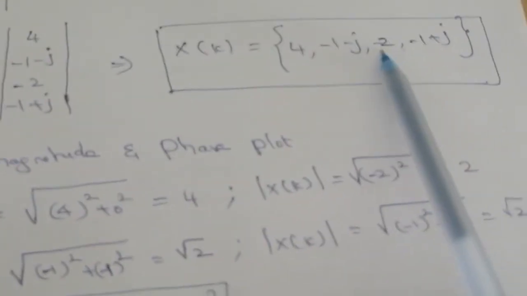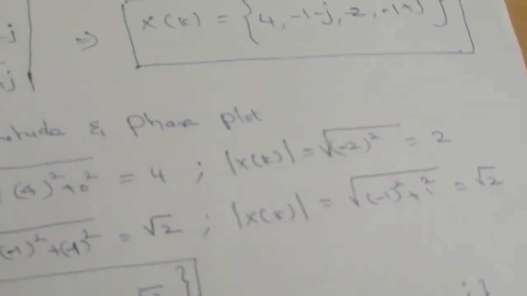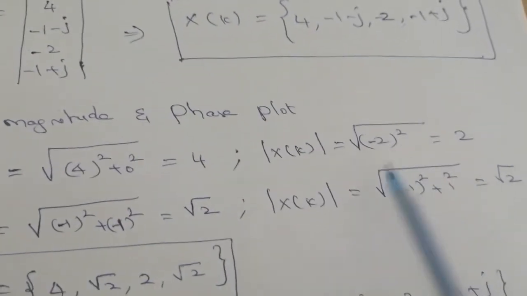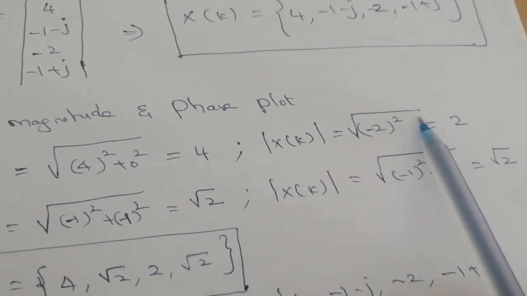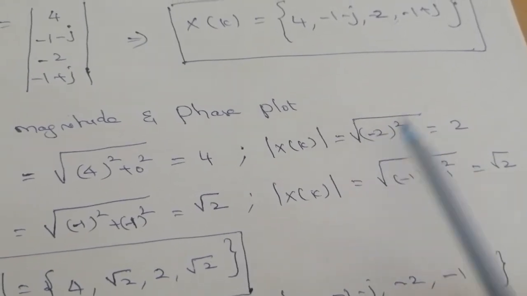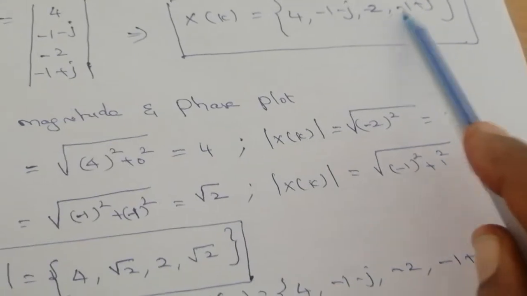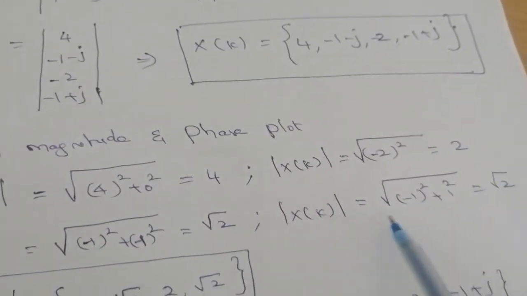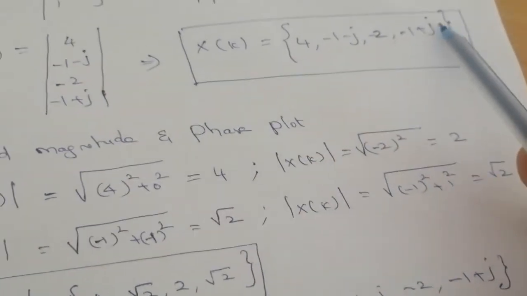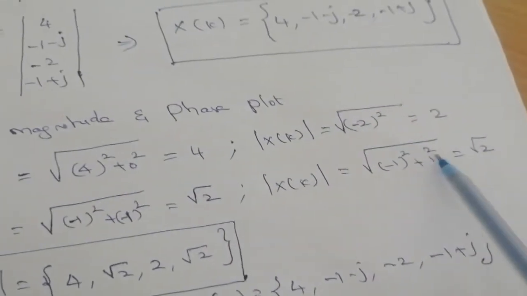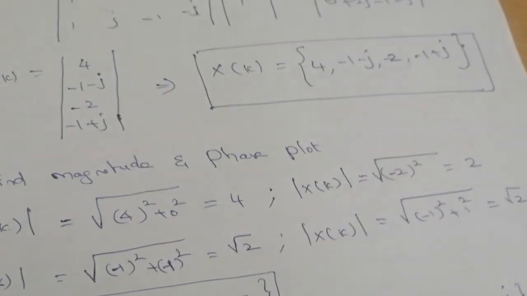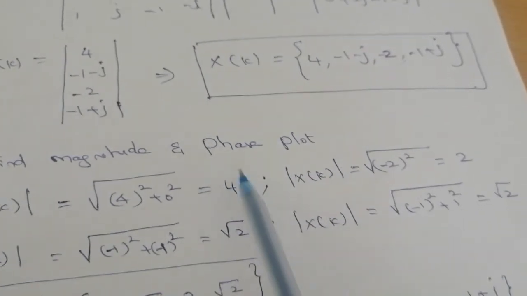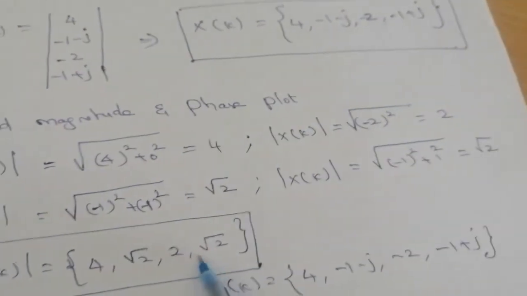Then applying the magnitude of minus 2, right? Minus 2, so by taking the magnitude, minus 2 square plus 0 square, which becomes a positive 4, so square root of 4 becomes 2. Then the fourth value, minus 1 plus j, by applying the magnitude, minus 1 square plus the constant value of j is plus 1, so 1 square. So it becomes 2, so root 2. Now the magnitude of X of k becomes 4, root 2, 2, root 2, right?